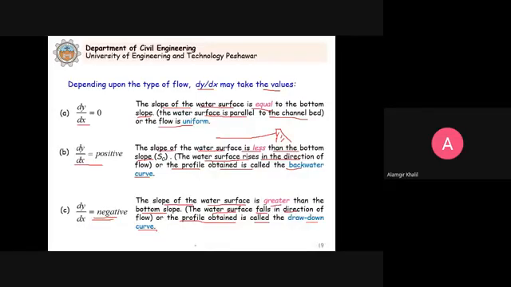Just like I explained, let's say we have this drop structure, the water is flowing and then it will draw down and flow here. So this is known as a drawdown curve, decreasing in the direction of flow. This is a drop structure, as we already discussed, and this is the water which is coming here. So you see the depth is decreasing. So this is known as the drawdown curve.